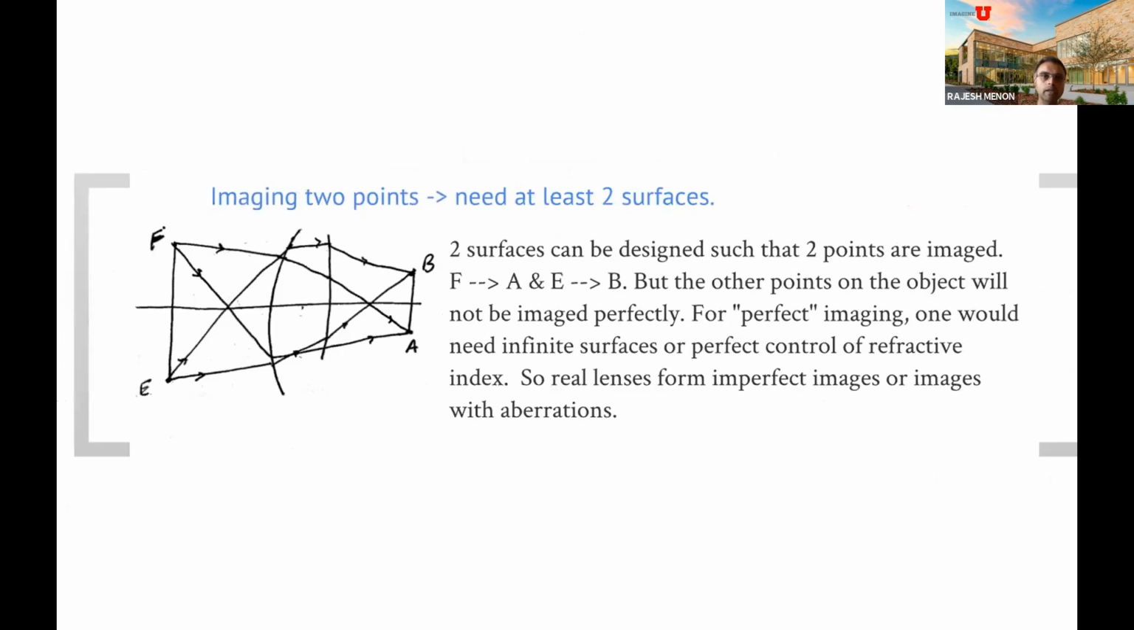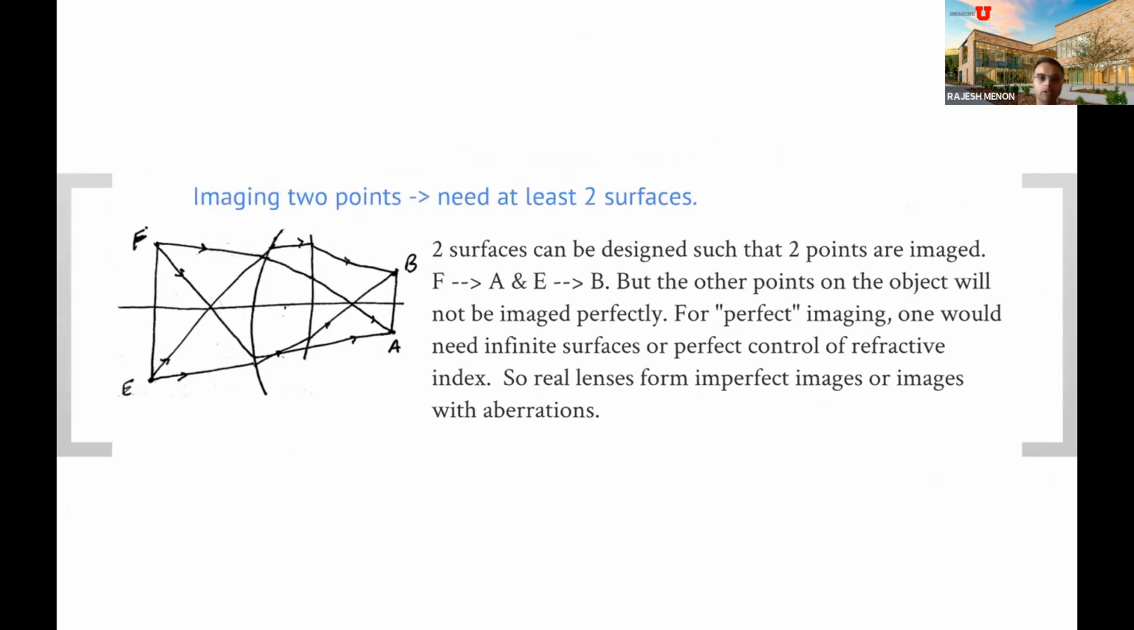Now, if I want to image 2 points, of course, in an object you have an infinite number of points, so 1 point itself is not that interesting. Let's think about what happens at 2 points. In order to image 2 points, it turns out you need to have at least 2 surfaces. You can prove this mathematically, by the way, just using Snell's law, but I want you to think about this intuitively.